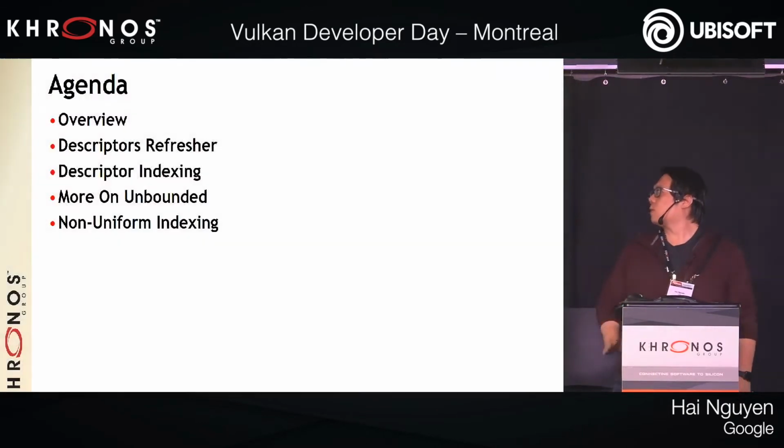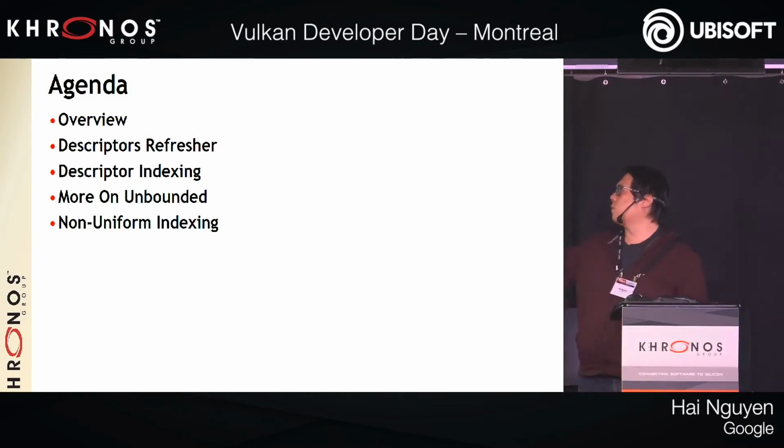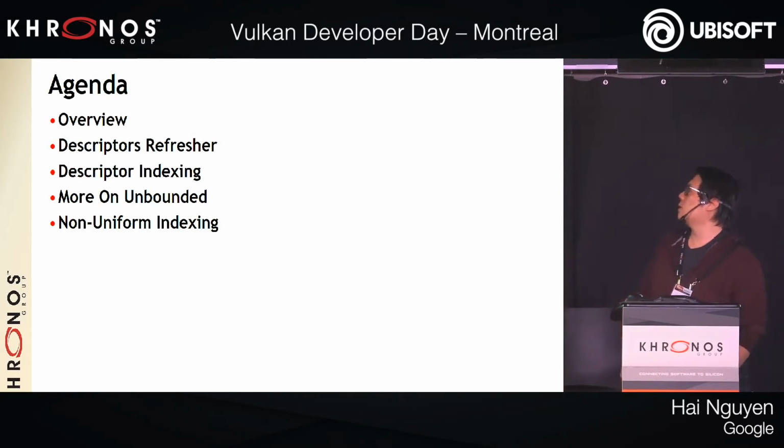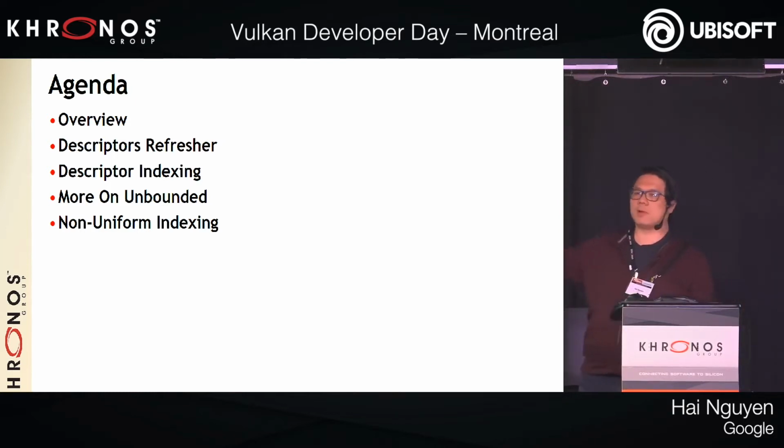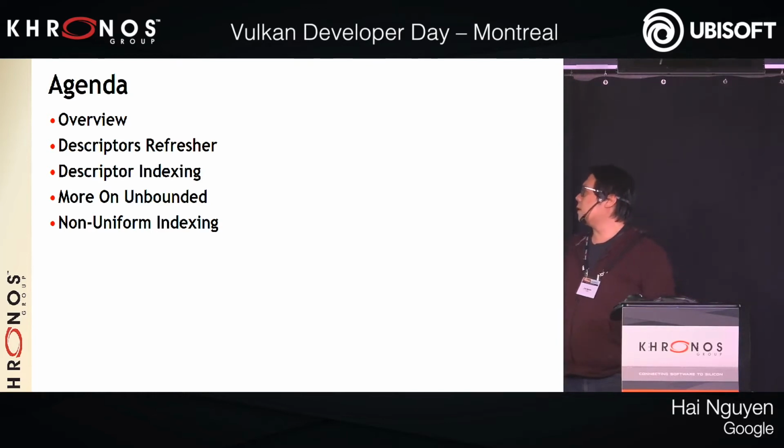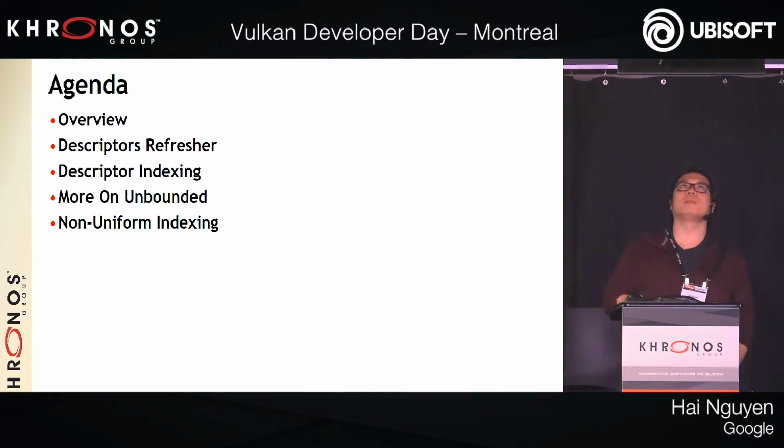And here's what we're going to cover. We'll do a brief overview of what the extension brings. We'll do a rush descriptors refresher. Then we'll go into some of the particulars in descriptor indexing, the highlights. And then we'll talk more about unbounded and then about non-uniform indexing.